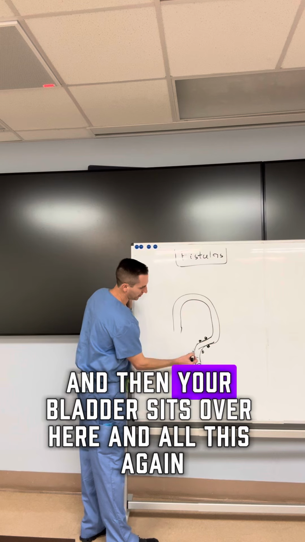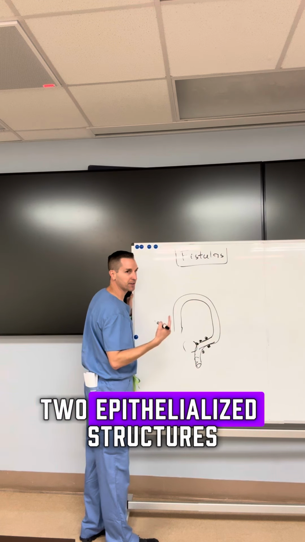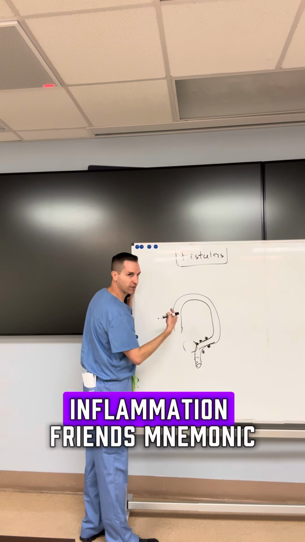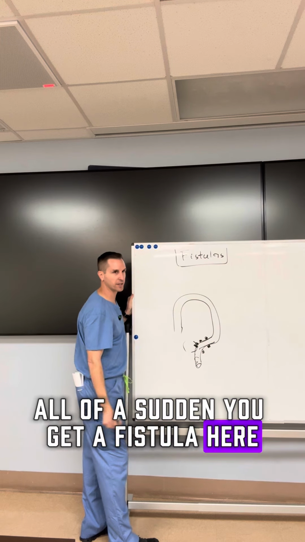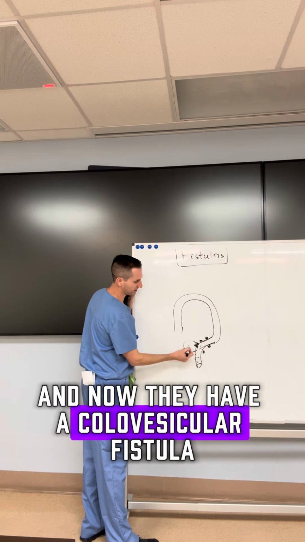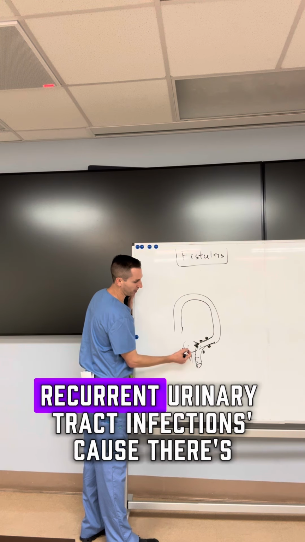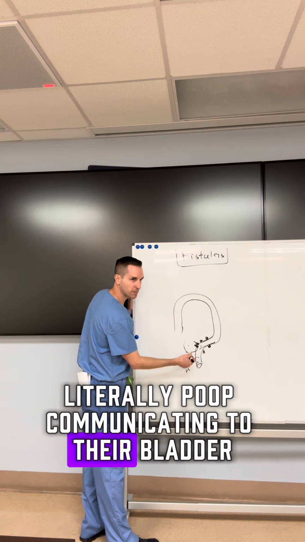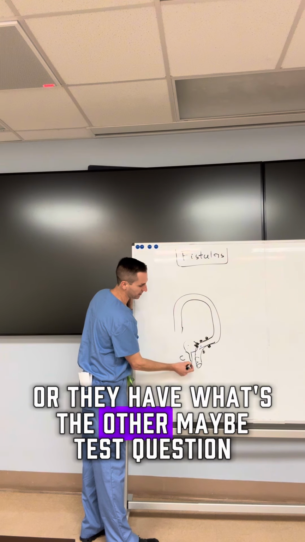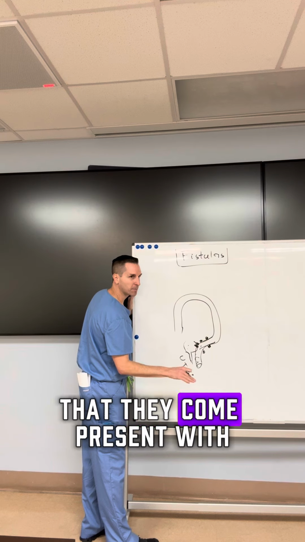Then your bladder sits over here. Two epithelialized structures, inflammation, the Friends mnemonic, and all of a sudden you get a fistula here. Now they have a colovesicular fistula, and they may be having recurrent urinary tract infections because there's literally poop communicating with their bladder. What's the other maybe test question that they present with?